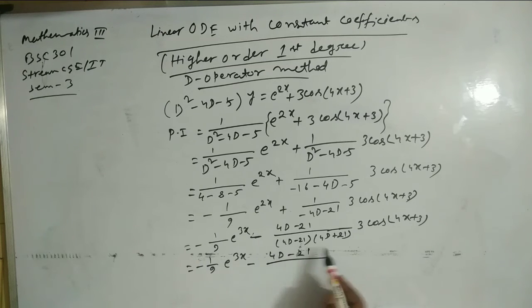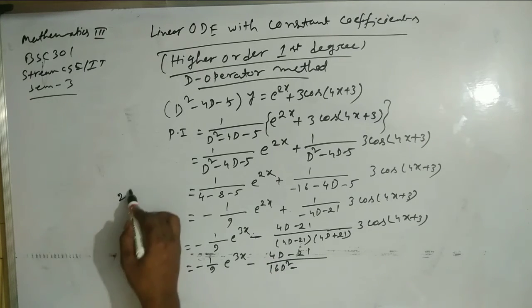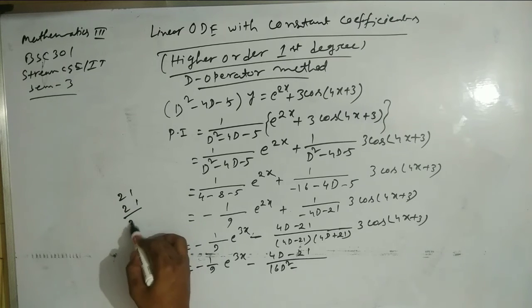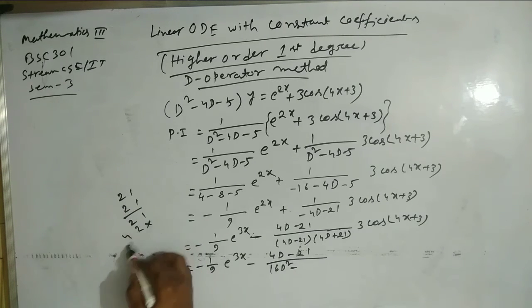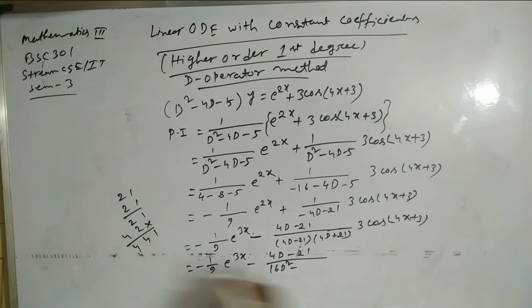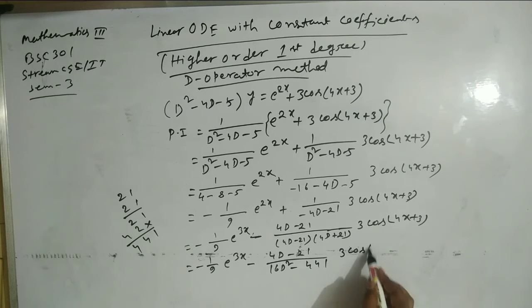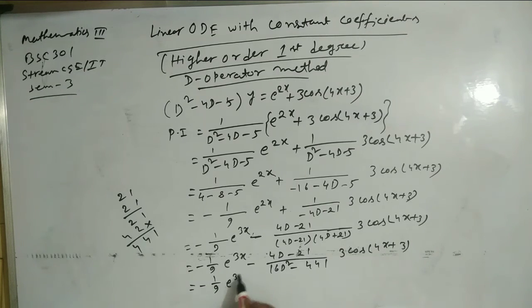and this will be a minus b into a plus b, that is a square minus b square. So this will be 16d square minus 21 square, that will be 441, 3 cos 4x plus 3. So this is minus 1 by 9 e to the power 3x minus.